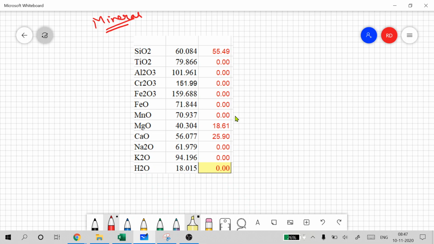Normally your analysis will always give you oxides. First of all, why do we have oxides? Due to the presence of oxygen, the most abundant element in the crust. It could be sulfide also, but all these on the left-hand side are cations. If you know the total number of cations in your rock, you can find how many oxygens there will be, because oxygen has to balance that charge.